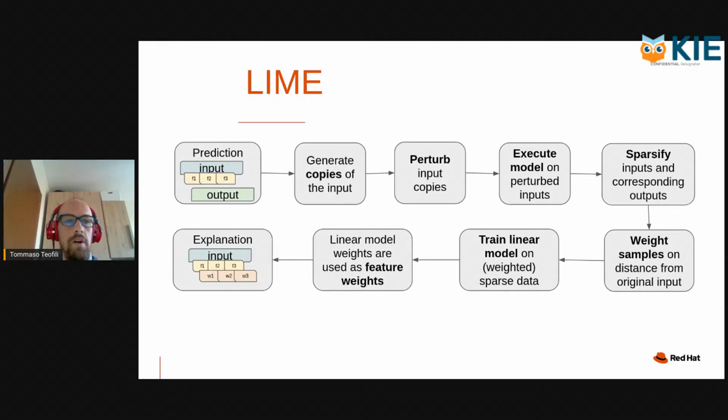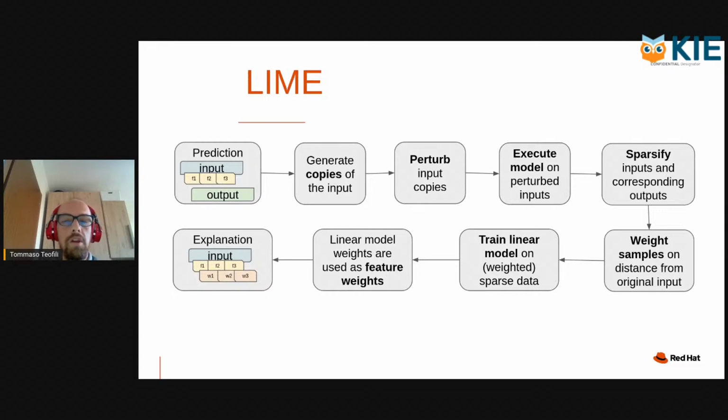So this simple graph tells us how LIME works. Given a prediction, so an input with its features and its corresponding output generated by the system, the decision service, for example, it generates copies of the input, and then it perturbs those copies. By perturbing, we mean that, for example, if there are text features, some words in those text features are dropped. If there are numerical features, the numbers are slightly changed. If there are categorical features, values from one category are replaced with other categories, and so forth.